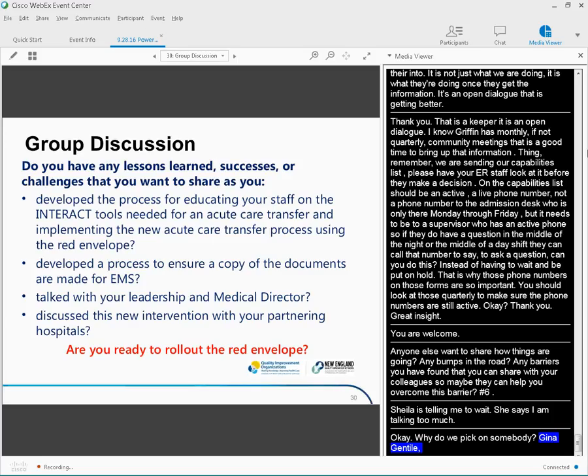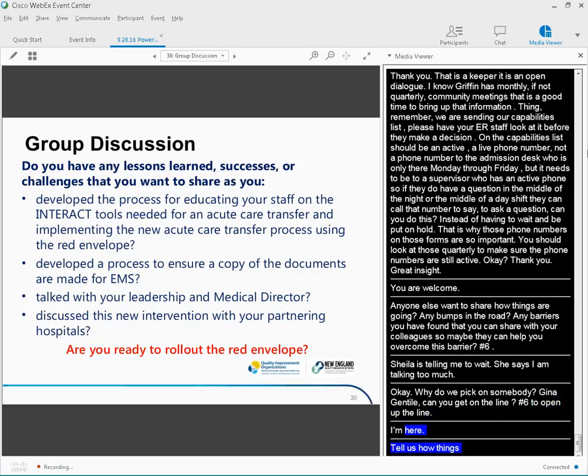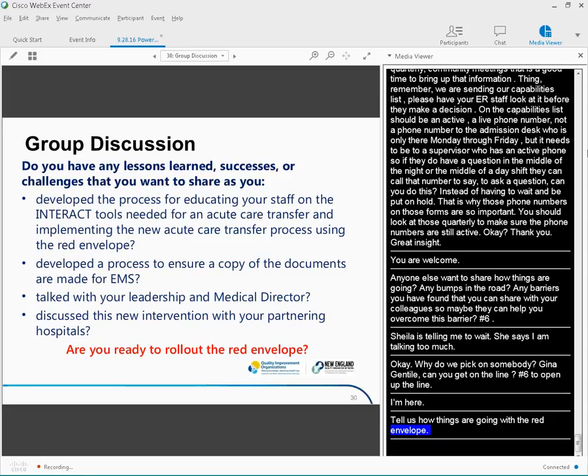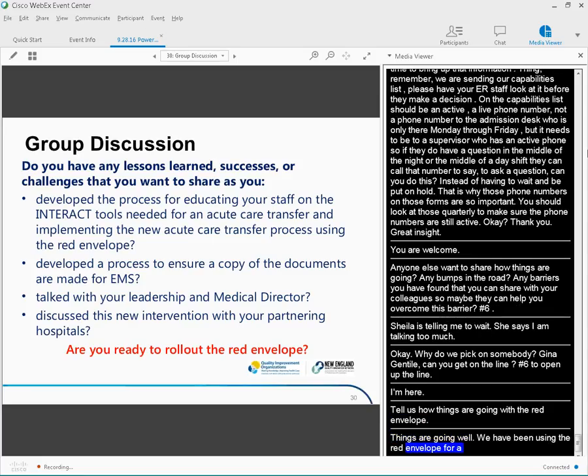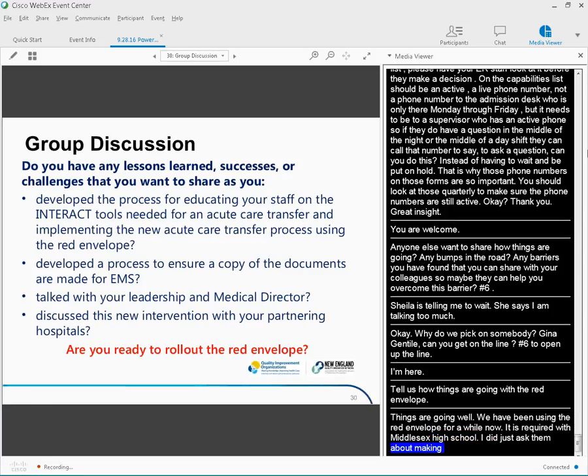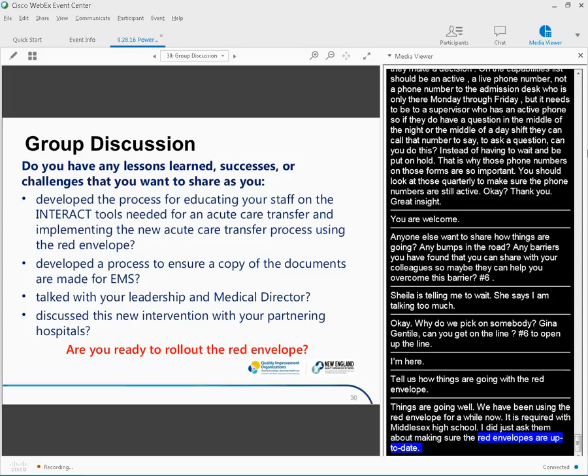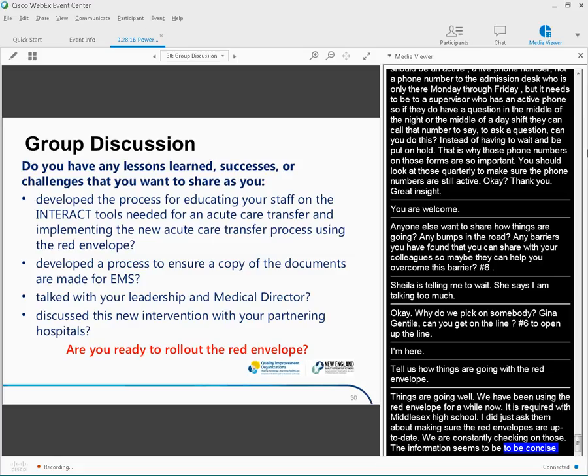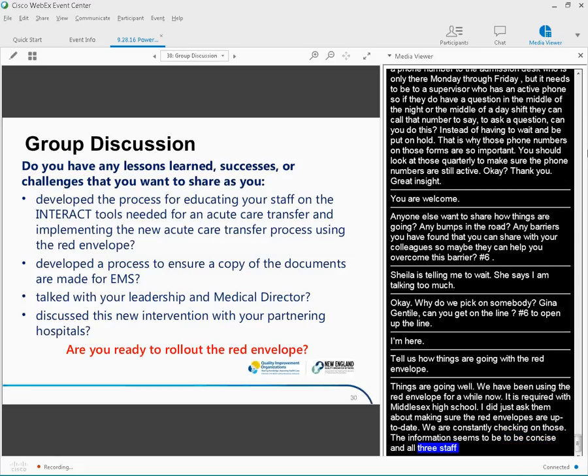Hi there, I'm here. Hey, so tell us how things are going with the red envelope. Things are going well. We've been using the red envelopes for a while now. It's required with Middlesex Hospital. They seem to be appreciative of the information. I did just ask them about making sure our par levels for the red envelopes are up to date, and that we're constantly checking on those. The information seems to be concise, and all three shifts are using the process too, and we've been doing drills, so it's been good.